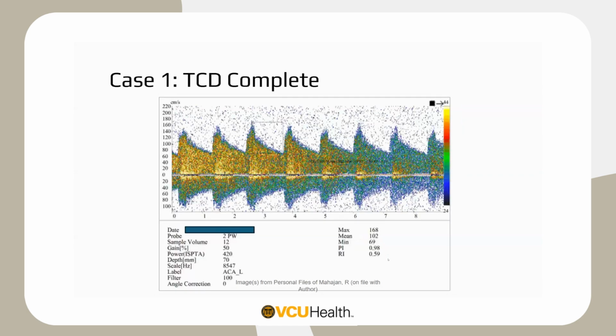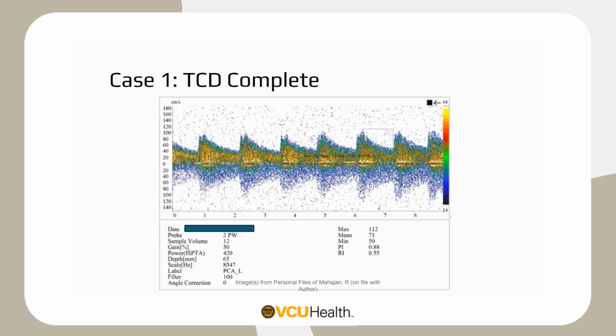In the left ACA, we start to see some abnormalities. We see an elevated velocity: the mean flow velocity is well outside the normal range at 102. The pulsatility index is normal, still a low resistance waveform, and maybe we're starting to see some evidence of a sonographic bruit at the bottom of the waveform. So, elevated velocity in the left ACA. In the left PCA, we have an elevated velocity with a mean flow velocity of 71, so fairly elevated for a PCA, and otherwise unremarkable.